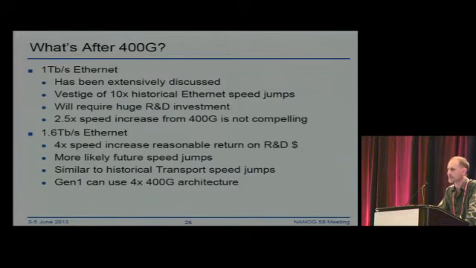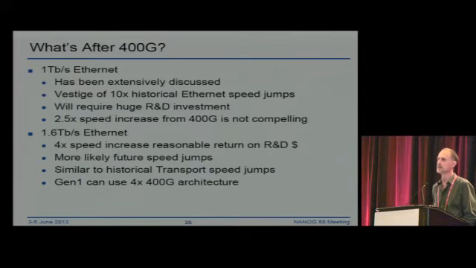So my prediction is that the next Ethernet speed will be 1.6 terabits. A 4x speed increase feels reasonable for a large R&D investment, and I feel it's actually more likely to be representative of future speed jumps. So the 10x speed increases, I don't think we'll see those anymore. And this is much more similar to the transport speed jumps. They used to go up in 4x increments because they were, in essence, leading the technology.